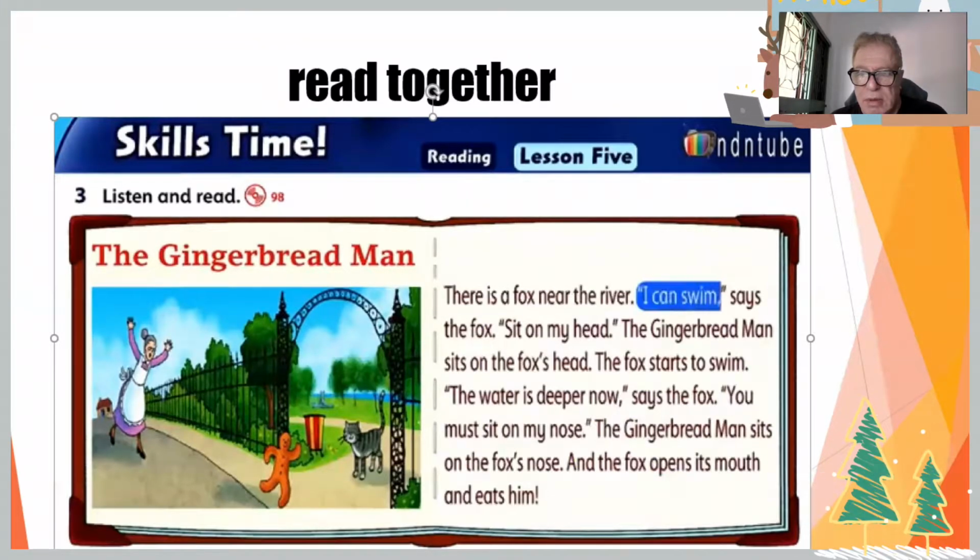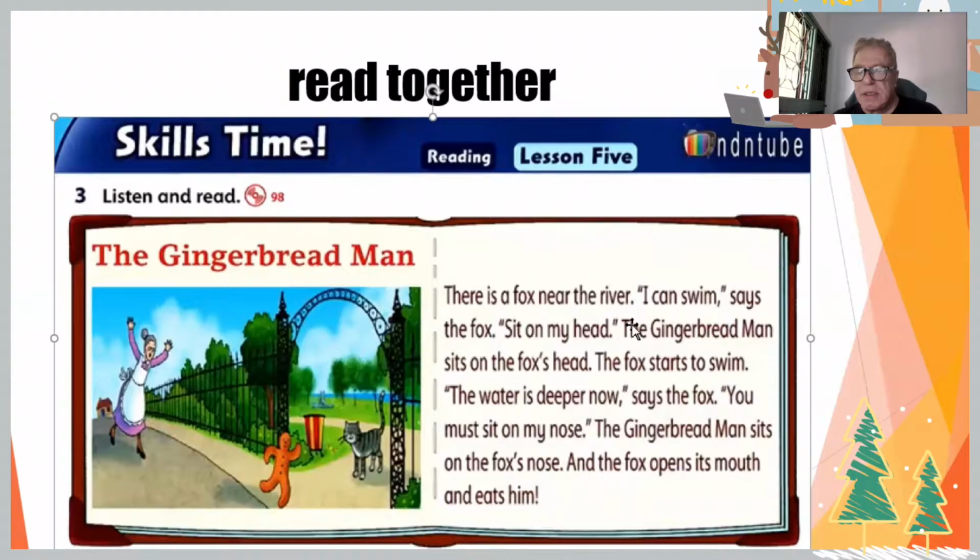I can swim, says the fox. Say, I can swim, says the fox. One more time. I can swim, says the fox.